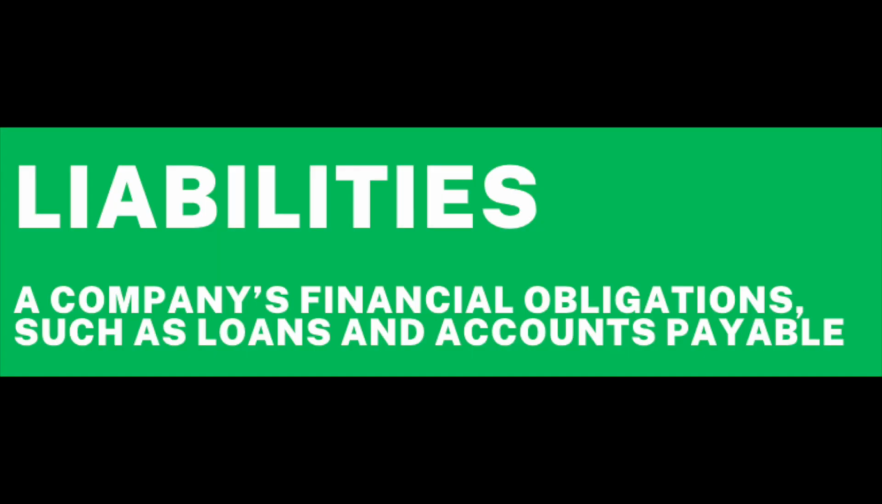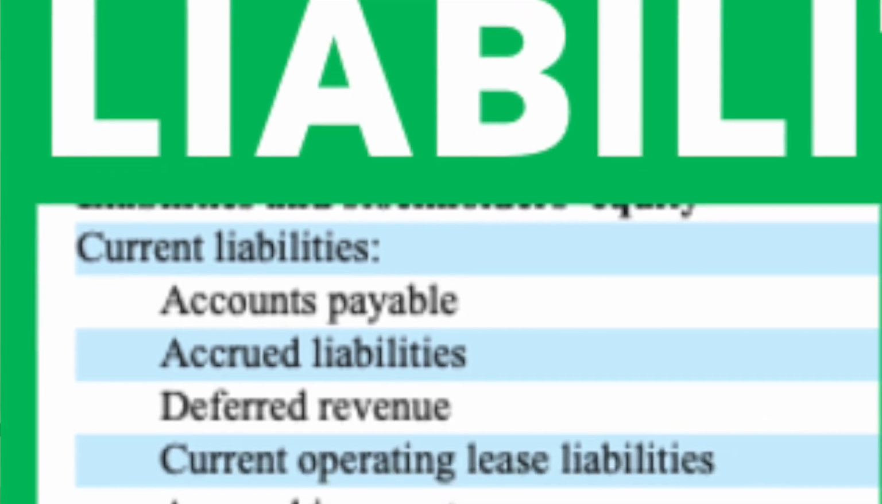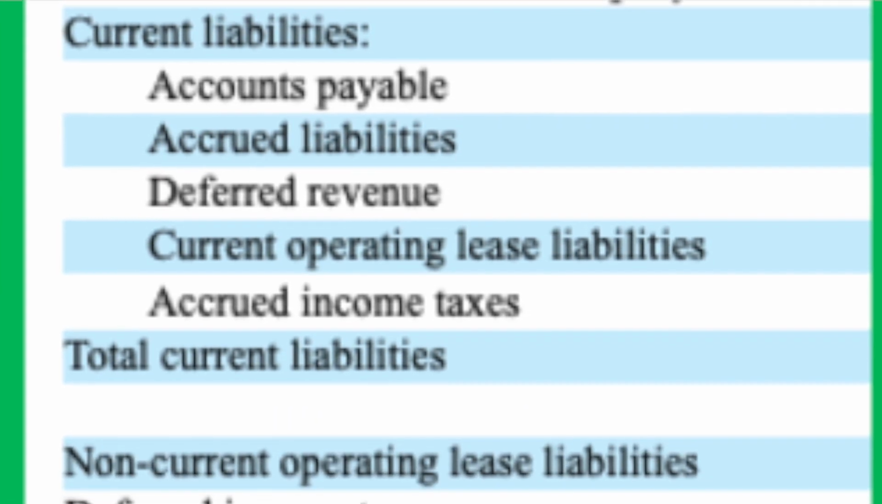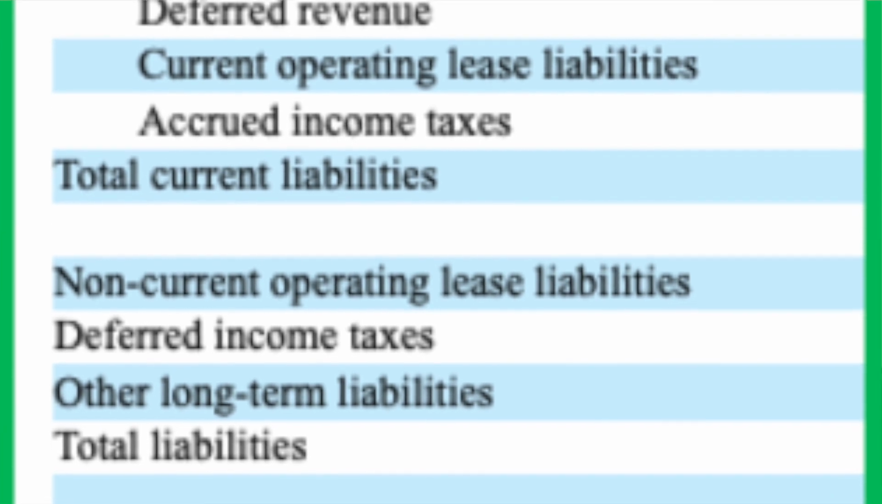Moving down the balance sheet, liabilities. A company's financial obligations such as loans and accounts payable. But again, these textbook definitions are so boring. Let's check out our real-world example. Moving down Ulta's balance sheet, down to the liability section, we can see they have things like accounts payable, accrued liabilities, deferred revenue, current operating lease liabilities, accrued income taxes, non-current operating lease liabilities, deferred income taxes, other long-term liabilities, as well as the total of liabilities.